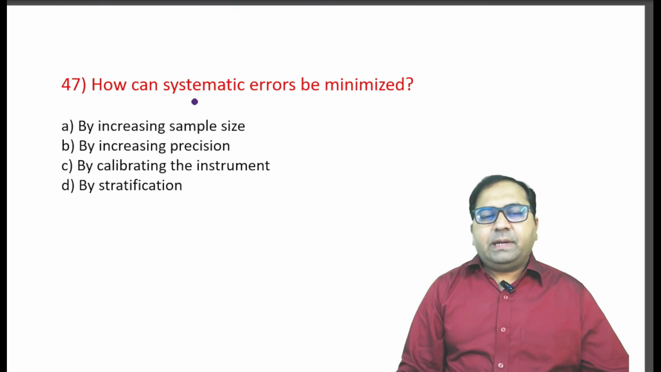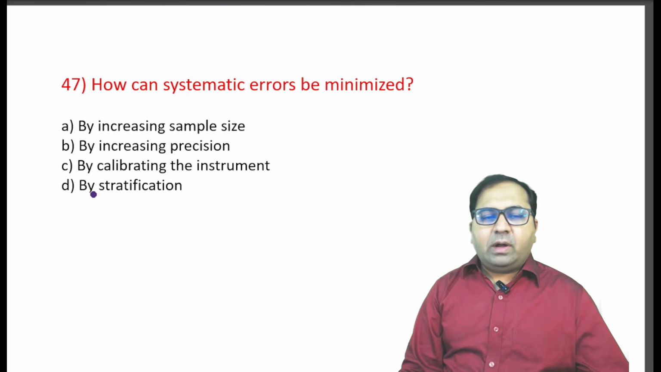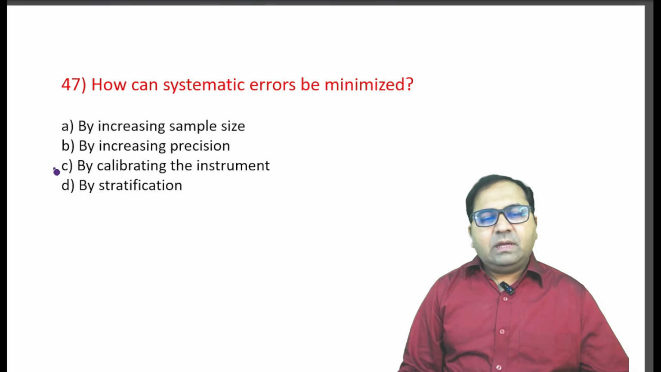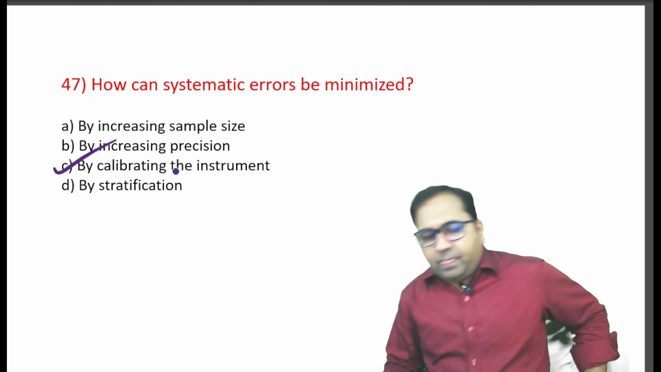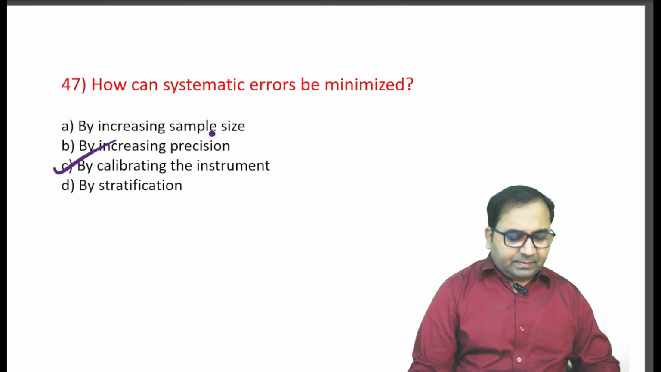Next question. It is a repetitive question. How can systematic errors be minimized? The options are A. By increasing the sample size, B. By increasing the precision, C. By calibrating the instrument, or D. By stratification. So the answer is C. By calibrating the instrument, systematic errors can be minimized.